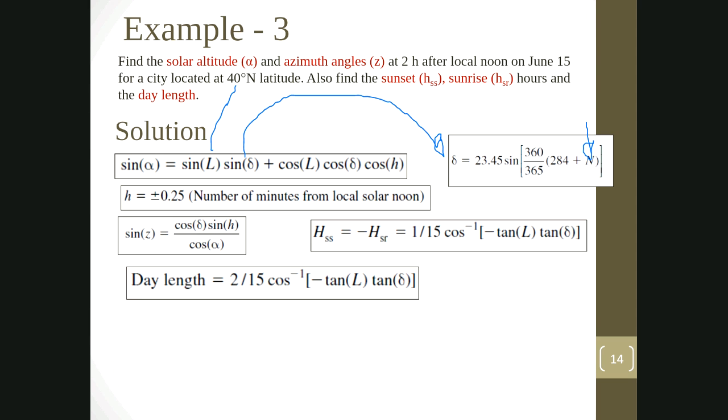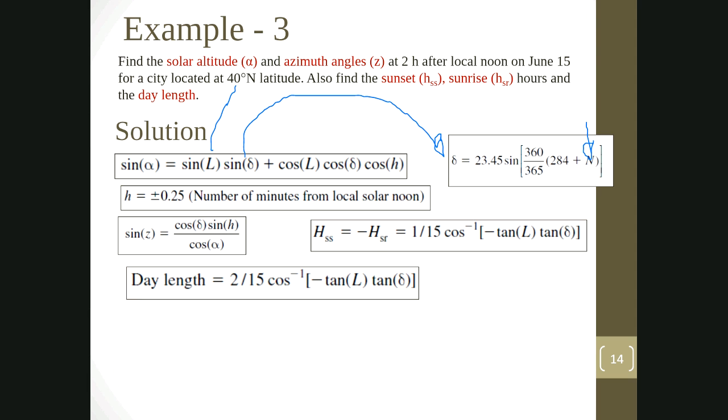Omar, alpha is 59. Maybe it's near to that number. Hissa, 7.4, this is the sunset time. So can you convert the sunset time? This is in decimal. Can you convert it to hours and minutes? How much exactly? 7.4 or 7.6? No, 7.4, as you said. How much exactly is this time? 7.24. So it's 7 hours and 24 minutes.